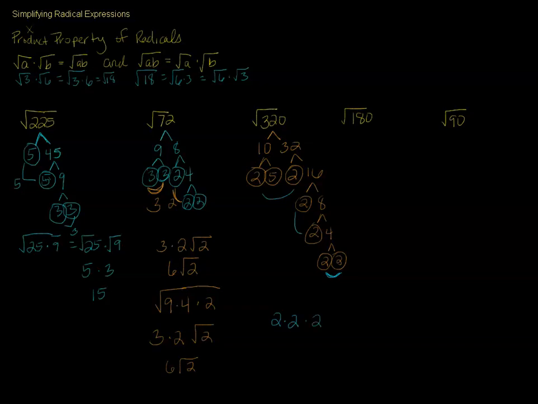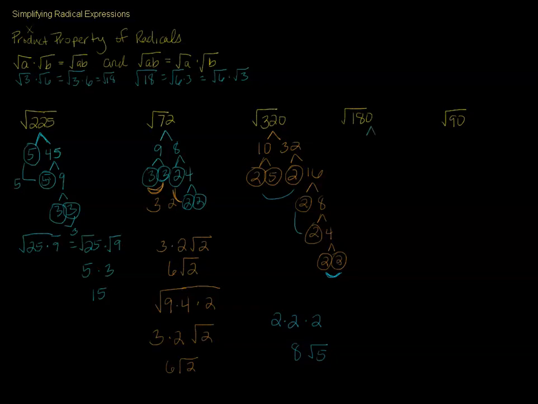All right, so 2 times 2 times 2 is 8. And we have just this 5 left over, so that stays on the inside of the radical. Whatever's not a pair stays on the inside of the radical. So 8 times the square root of 5. All right, try the square root of 180.